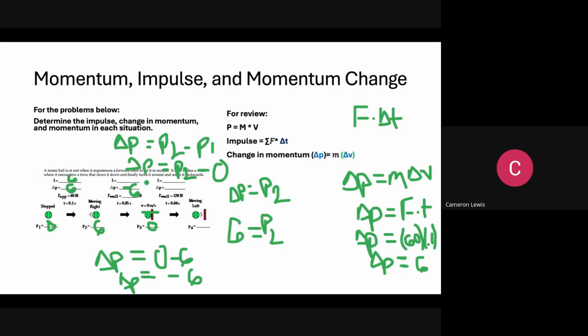If my change in momentum is negative 6, we also said that change in momentum is equal to what? Force times time is impulse, right? So if my change in momentum is negative 6, then my impulse must also be negative 6. Now I have my impulse, but do we have the force the ball hits the wall with? No. But can we find it? Yeah. I know that my impulse was negative 6 and I have a force that I'm trying to find, but do I have a time?